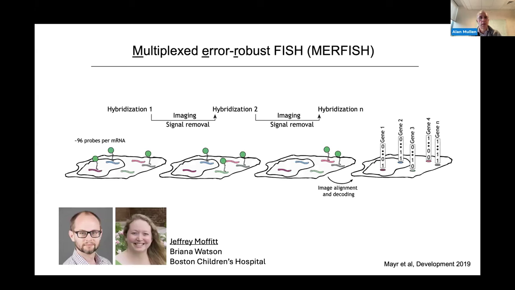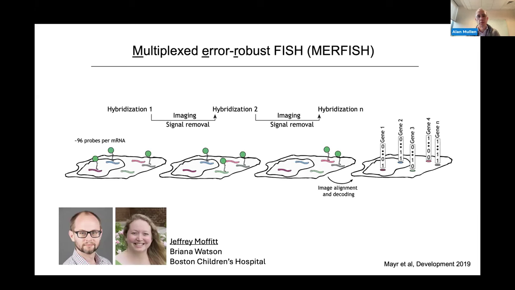And so, we decided in the beginning that what we really wanted to do was make sure that, when we were doing spatial transcriptomics, we could look at a single-cell level and, ideally, eventually look at where the nuclear and cytoplasmic fractionation of these transcripts are. To do that, we've done this as a collaboration with Jeff Moffitt at Boston Children's Hospital, with one of his postdocs, Brianna Watson, as well.